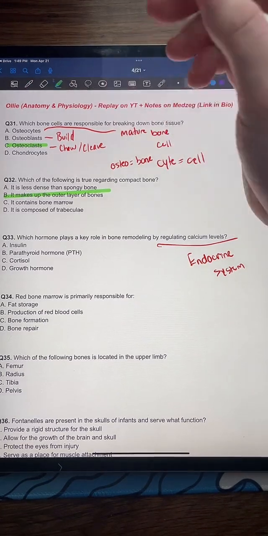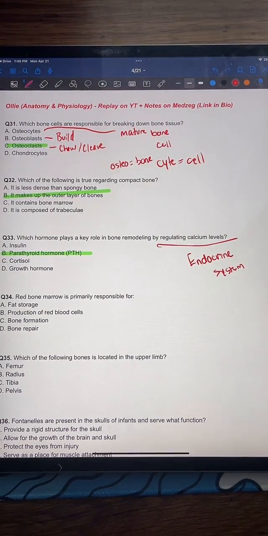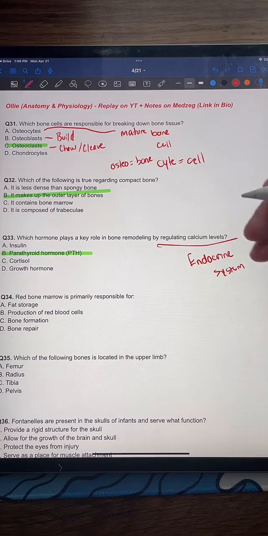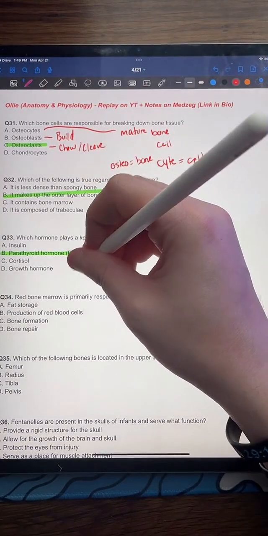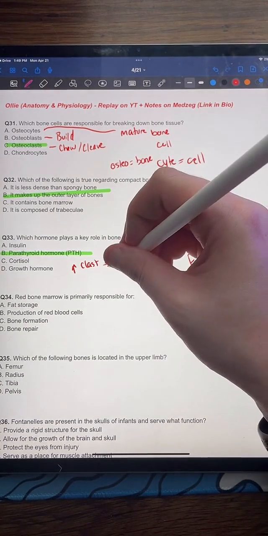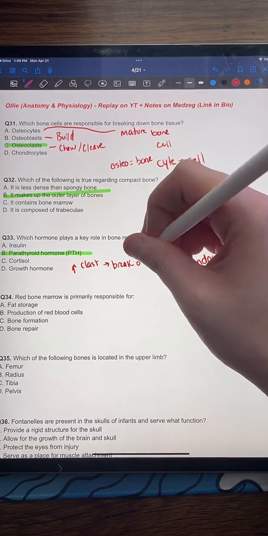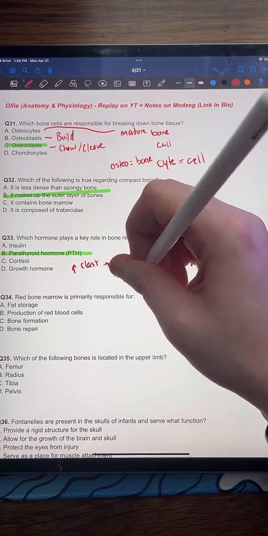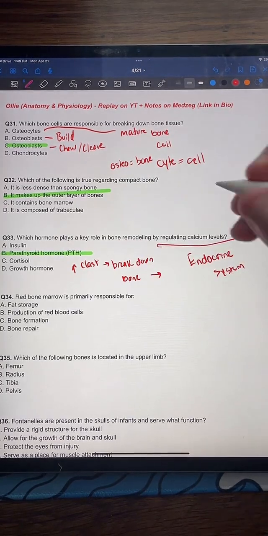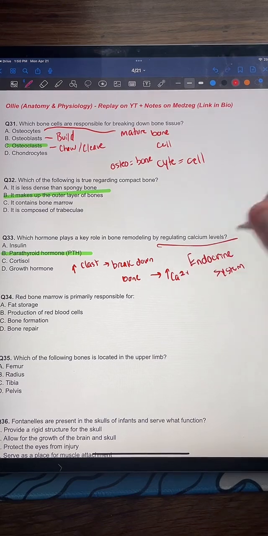The answer is parathyroid hormone. So parathyroid hormone regulates calcium levels by stimulating, we talked about osteoclast. So when we increase the activity of osteoclast, again, we are going to break down bone. So when we break down bone, we are going to increase the amount of calcium in the blood. We're also going to reabsorb more of it in the kidneys.